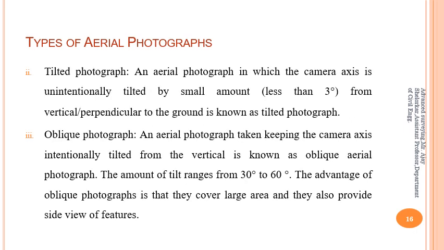Tilted photographs: aerial photographs in which the camera axis is tilted by a small amount, less than 3 degrees from the vertical or perpendicular to the ground, are known as tilted photographs. Oblique photographs: aerial photographs taken keeping the camera axis tilted from the vertical are known as oblique aerial photographs. The common tilt ranges from 30 degrees to 60 degrees. The advantages of oblique photographs are that they cover a large area and also provide a side view of features.